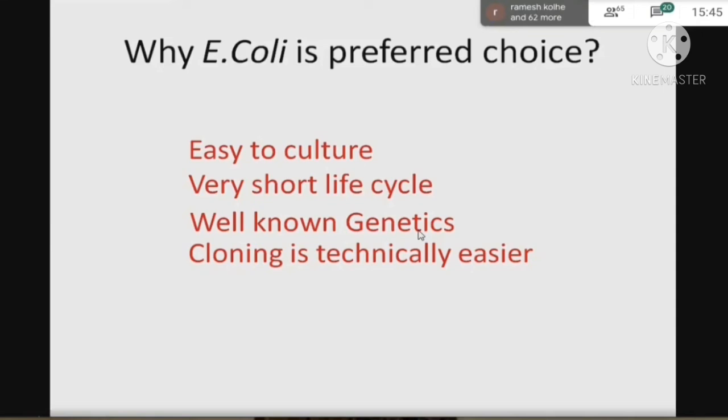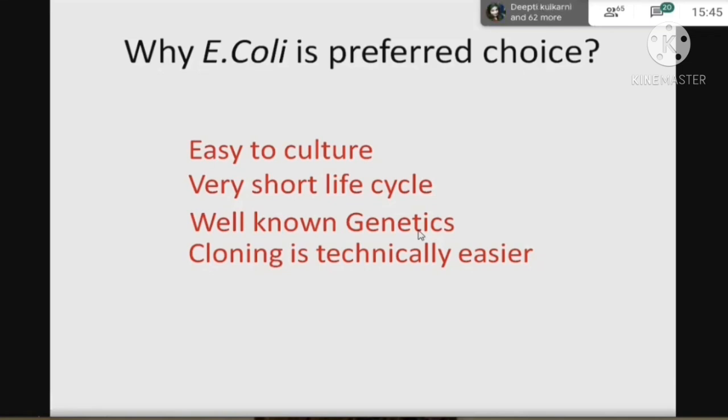We cannot store human as experimental things, but bacteria are easy to culture. We can create thousands-of-liter fermenters and culture bacteria, so it's easy. Very short life cycle, it duplicates very rapidly, it grows rapidly. Well-known genetics. Several different types of vectors are known. Genetics means all gene sequences and their gene functions are known. So it's easy to manipulate as per our requirement. So genetics is known, genome is known, so it's easy to handle this bacteria.